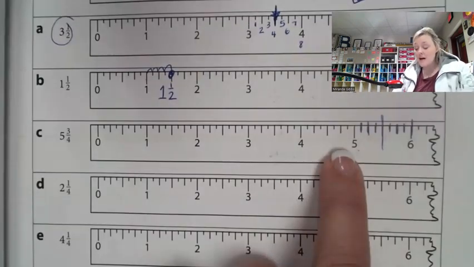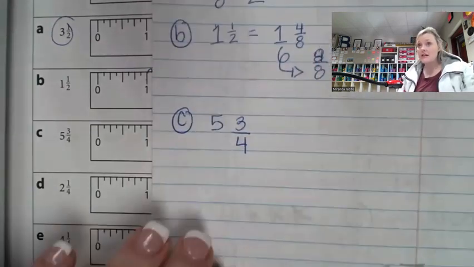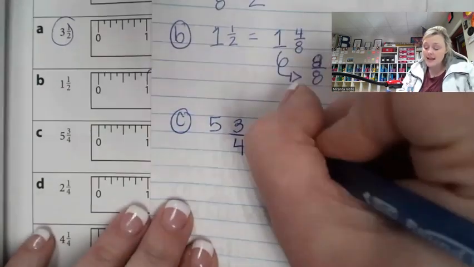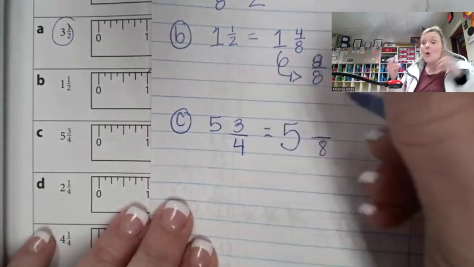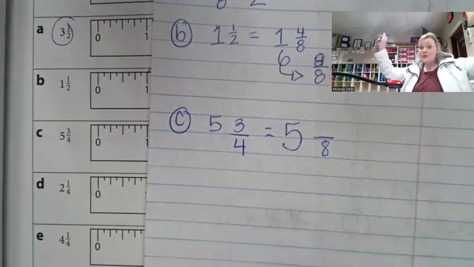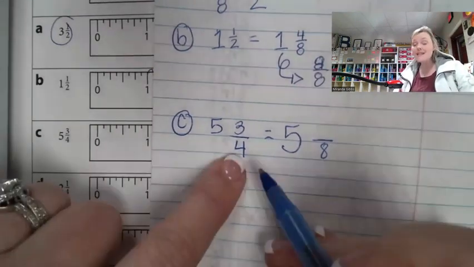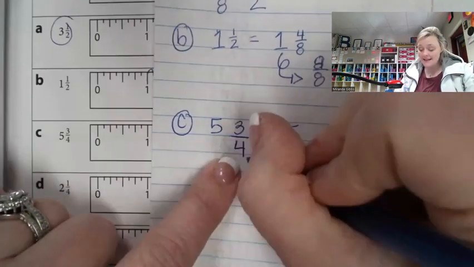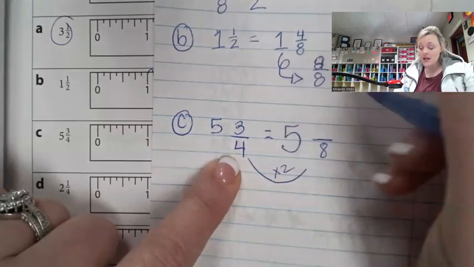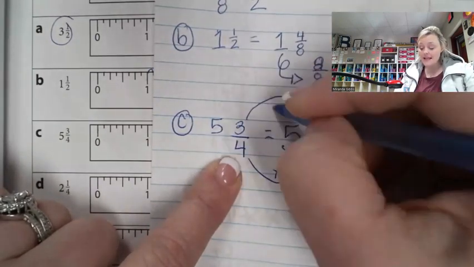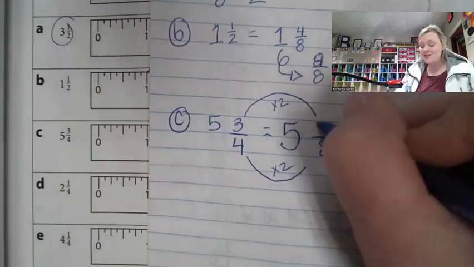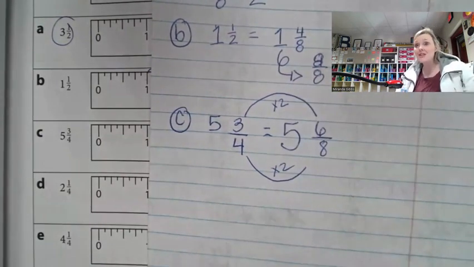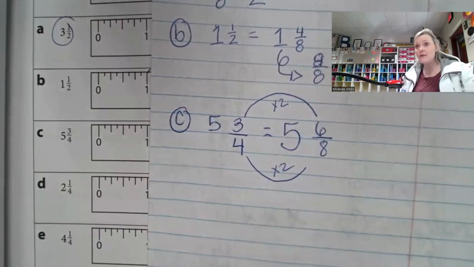So I'm going to now make an equivalent fraction. 5 3/4 is the same as 5 and how many 8ths? Whatever you do to the bottom, you do to the top. Right, so 4 times 2 is 8. So we're going to multiply 3 times 2. And 3 times 2 is? 6. So 6 out of 8 jumps would be where we would find 5 3/4.